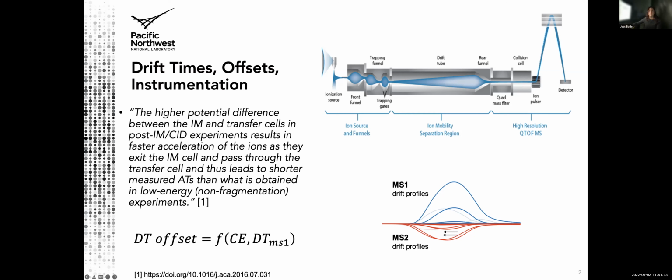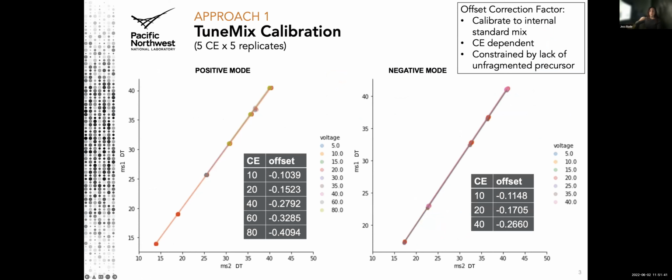In a lot of vendor software and other software, some people take a windowed approach to capture this. Instead of taking a windowed approach in our deconvolution, to get a handle on this problem we thought, let's look at the simplest data we have, which is 2 mix. We have data collected for 2 mix at 5 collision energies times 5 replicates, in positive and negative mode. What we see here is that the offset of MS2 fragments to MS1 increases on average with voltage, and it's also different for positive mode and negative mode.